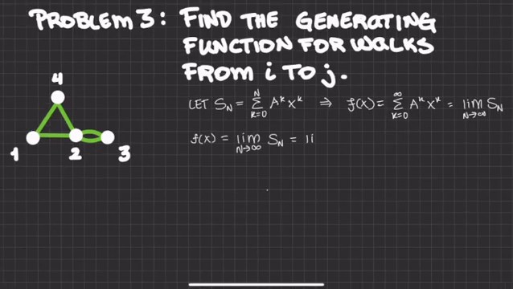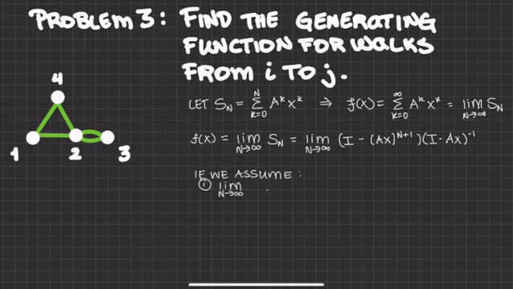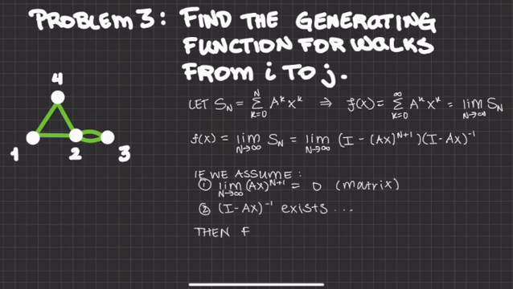Returning to our generating function in terms of S sub n, we end up with the following limit. Under two conditions, first, that the limit as n approaches infinity of A times x to the n plus 1 is 0, and second, that the inverse of the identity minus Ax exists, then we have an extremely simple formula for our generating function. As Luke said, wow!